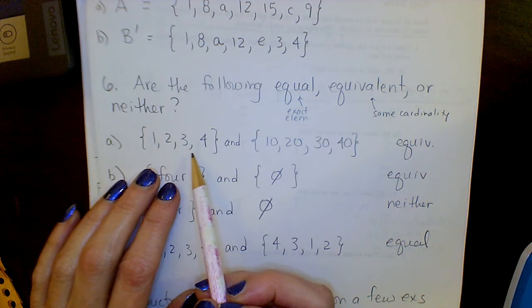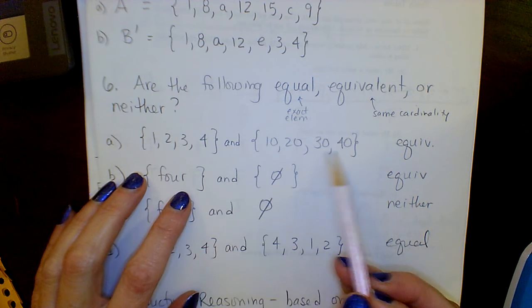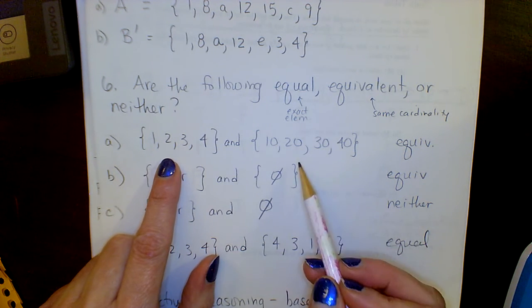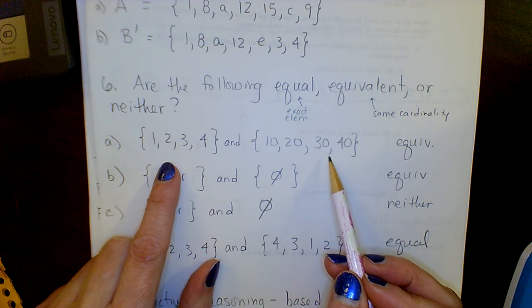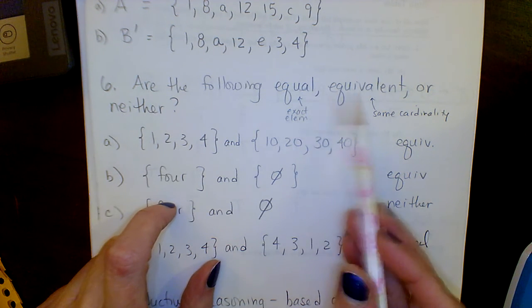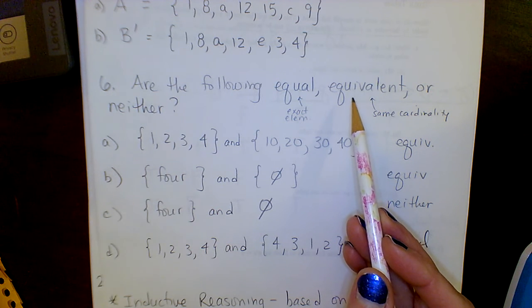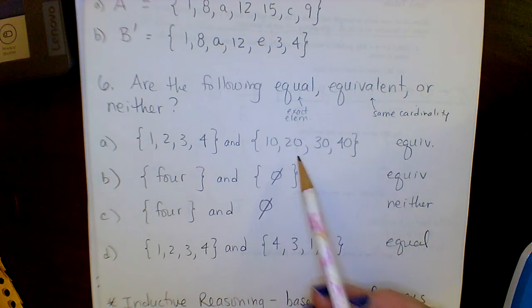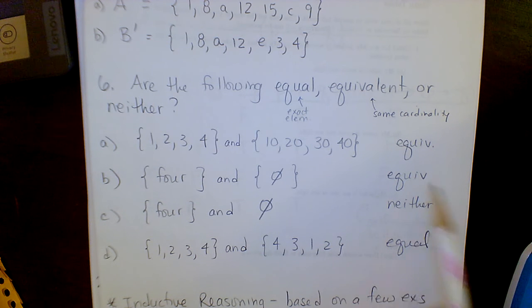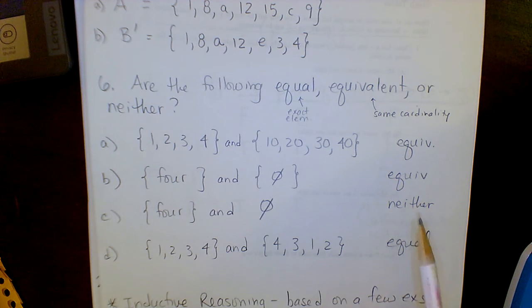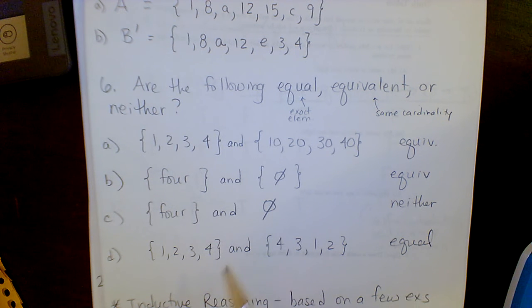So if I'm looking at the sets 1, 2, 3, 4 and 10, 20, 30, 40, are these identical? Are they equal? No, they're not equal. But are they equivalent? Now the problem comes in everyday language that we tend to use these two words interchangeably. But mathematically, in this case, they're not the same. These two sets are equivalent because they have the same cardinality. They both have 4 elements in there. These two sets are equivalent.